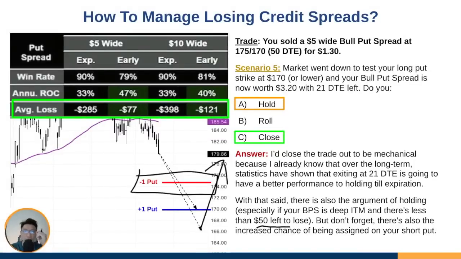And for this, I actually already created a video. I called it the credit spread reversal strategy, the bull put spread reversal strategy. And I will just link the video on the top right hand corner of this video so you can go and watch that in case you get assigned. At least you know what to do.